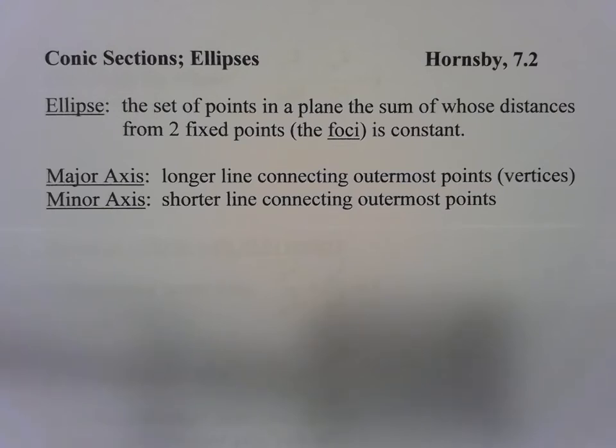In this video, we're going to talk about the ellipse. The ellipse is also a figure that can be derived from a cone, so it's called a conic section. So I have the definition for the ellipse. This is the set of points in a plane, the sum of whose distances from two fixed points, called the focus points or the foci, is constant.